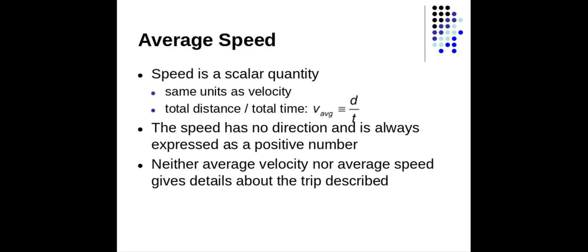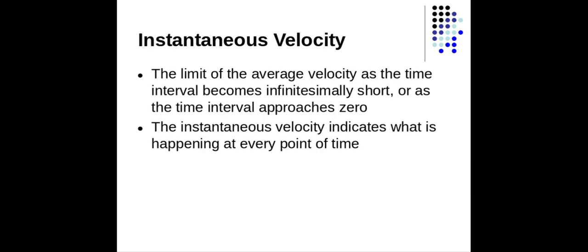And so when we look at this, neither our average velocity nor average speed can give us details about the trip described. So think about as you're driving and you're thinking about speed. Whenever you hit the gas pedal, you're going to increase your speed, but when you hit the brake, you're decreasing. So with speed, it can go positive or negative.